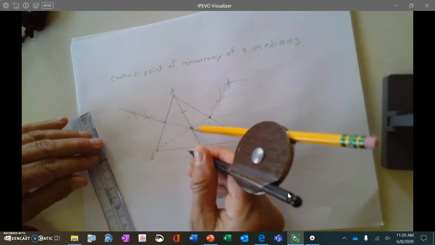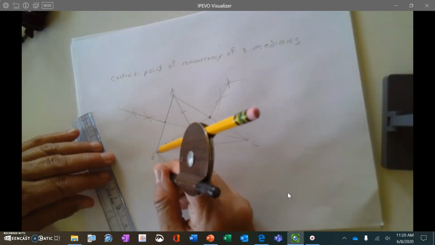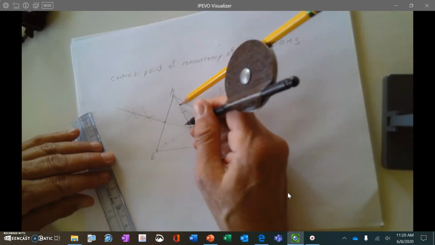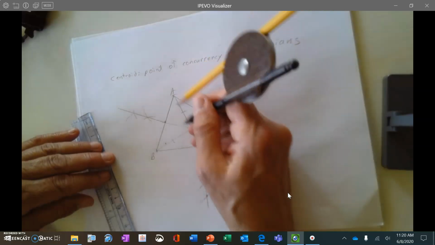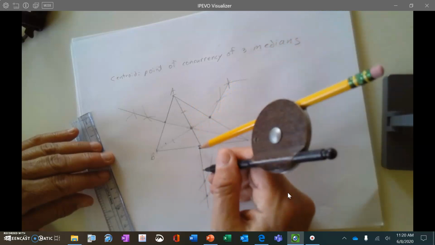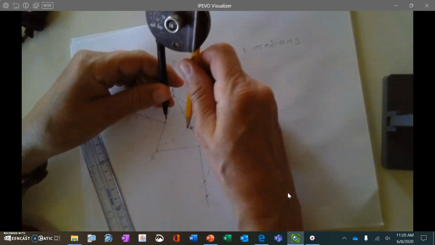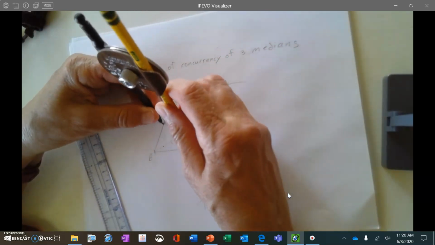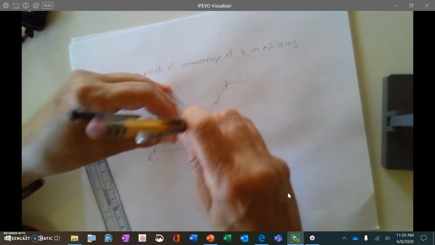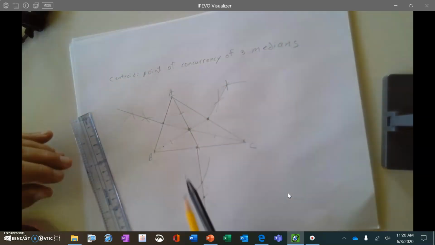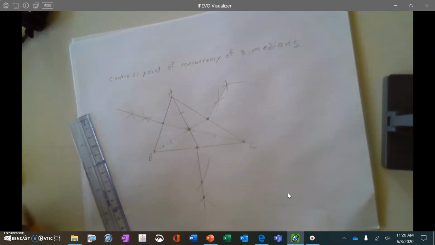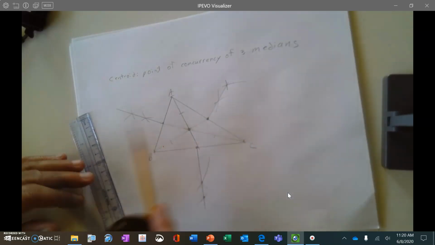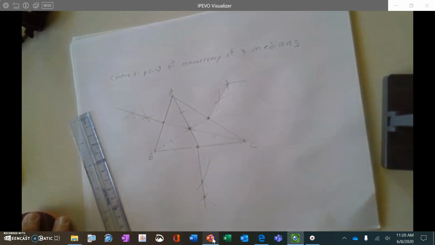So it seems like the distance between the centroid and the vertex is twice the distance from the centroid to the midpoint. I found this here too. The distance from the centroid to the vertex is twice the distance from the centroid to the midpoint. And I bet you it's the same thing here. So this is the distance from the centroid to the midpoint, and then I can make 1, 2 of these up here. So that means the distance from the centroid to the vertex is again twice the distance from the centroid to the midpoint. So I think that is our conjecture.